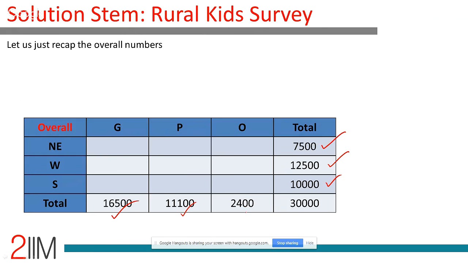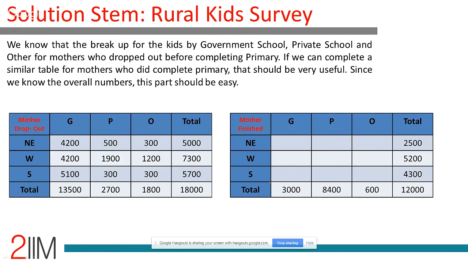16,500, 11,100, 2,400. These are 55% of 30,000, 37% of 30,000, and 8% of 30,000. 150 villages, 50 students each. 250 villages, 50 students each. 200 villages, 50 students each. Therefore, we can draw this.